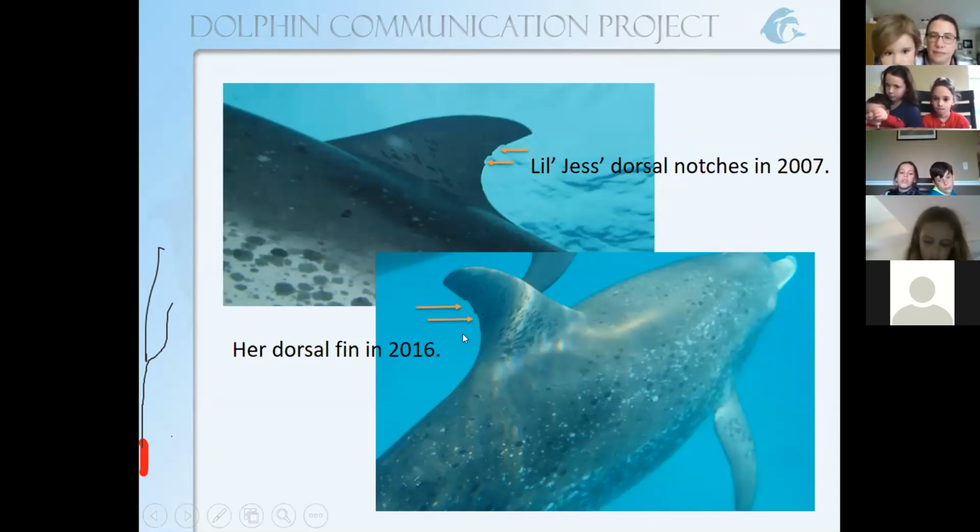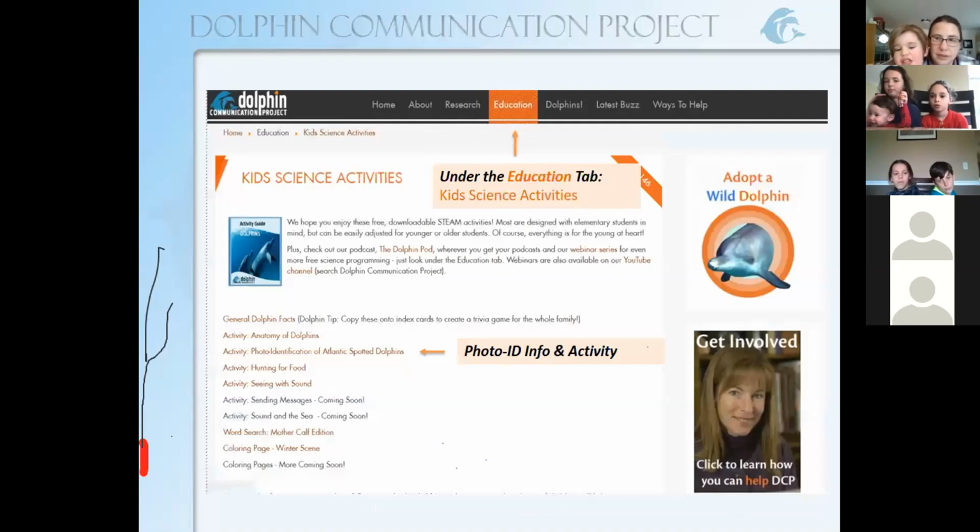So we can use that if we're on the boat and we see her come up to take a breath, then we can recognize her from those notches. So that's it about little Jess.